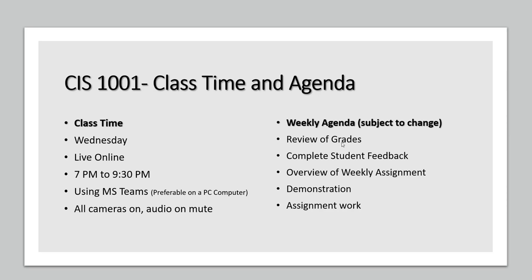Now we have our weekly agenda. It's quite simple. We're going to review grades. I'll have grades updated every week for you. I'm going to ask you to complete a student feedback or a participation sheet at the end of the class each week. I'll also do an overview of weekly assignments. Every week we'll be doing that. I'll do a demonstration on the assignment itself, and then we begin the assignment work each week. So this is what you're going to see weekly.